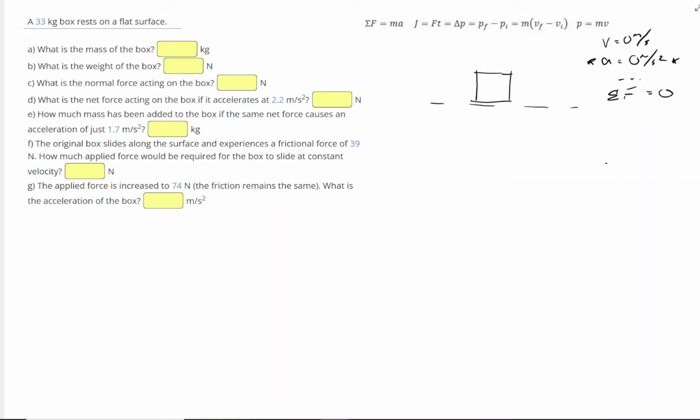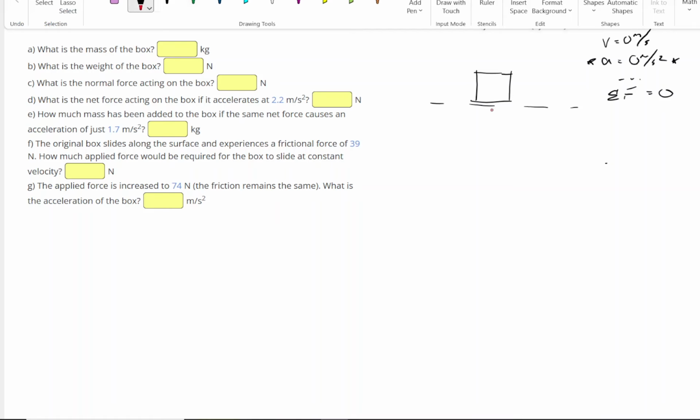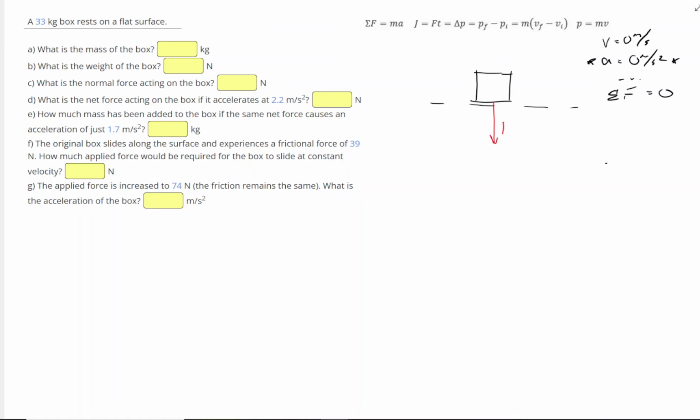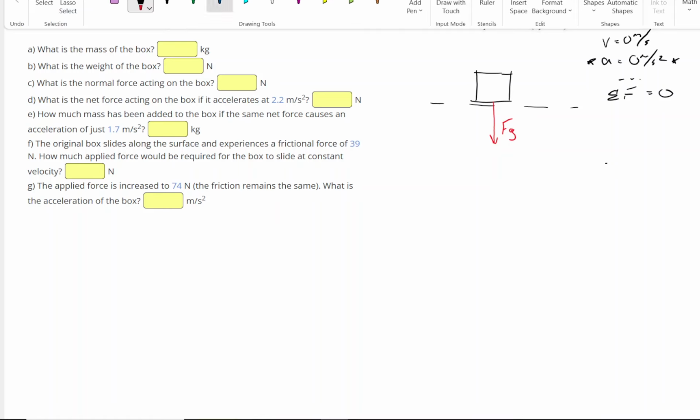So when I'm drawing the free body diagram of this box at rest on a flat surface, I know that all the forces better cancel out. So let's draw the forces. Well, the first force is going to be Fg, straight down. That is the force due to gravity. And there must be something that is balancing that force, and that's going to be the surface. We call that the normal force.